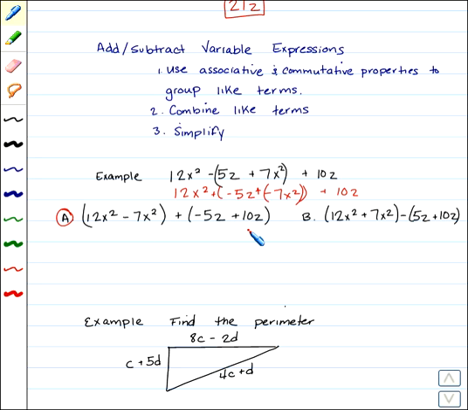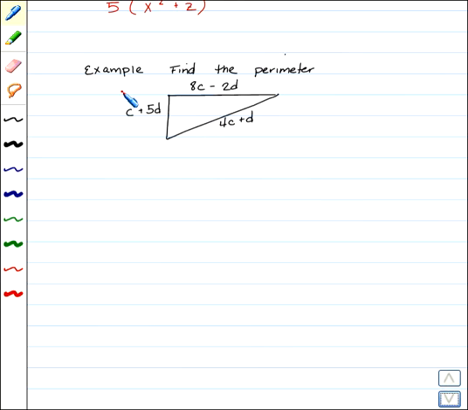Okay, so now that we've done that, we can combine our like terms. So we have 12, we just combine our coefficients. So 12 minus 7 is 5x squared plus negative 5 plus 10 is 5z. So we have 5x squared plus 5z. We can even take this a further step because we have a common factor. So we can use our distributive property to write this as 5 times x squared plus z. So that's just going a bonus step. So now we understand how to add and subtract variable expressions by using our different properties, combining like terms, and simplifying. Now let's apply that to a perimeter problem.